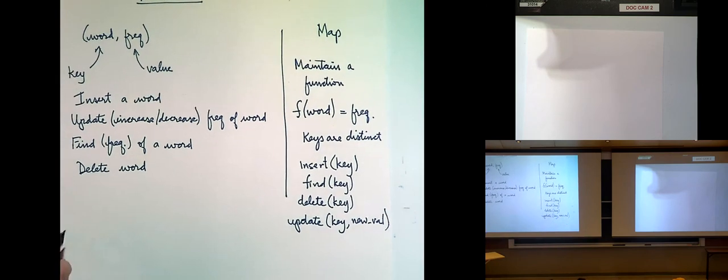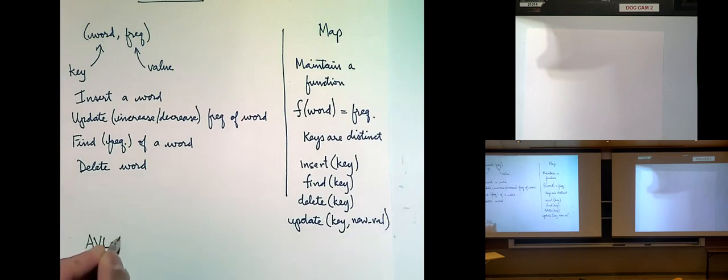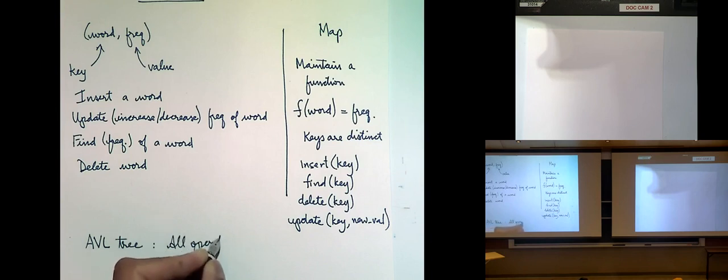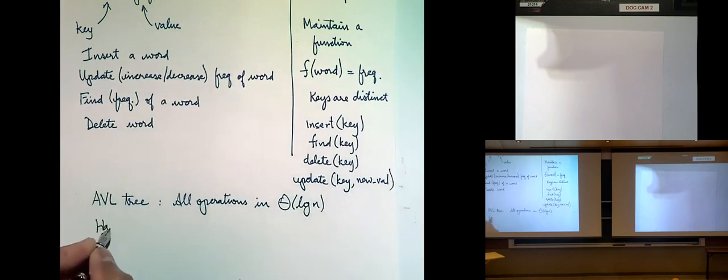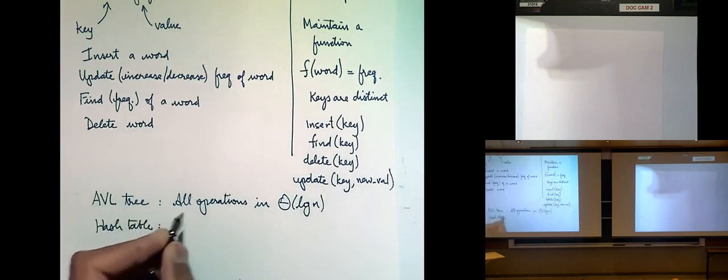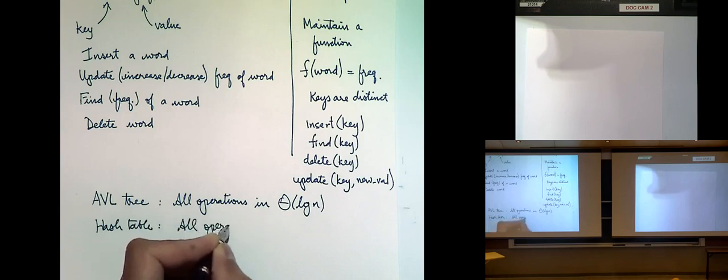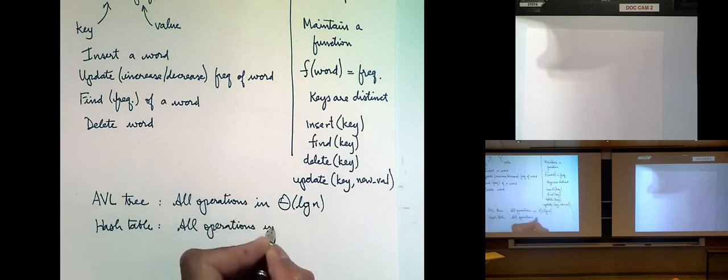So you could do all of this with an AVL tree. And if you did an AVL tree, all operations would be in theta log n, worst case, as we discussed. So a hash table does all operations in theta of 1, constant time, which is great. So there's actually no dependence on the number of inputs, on the size of the hash table. Everything is constant.